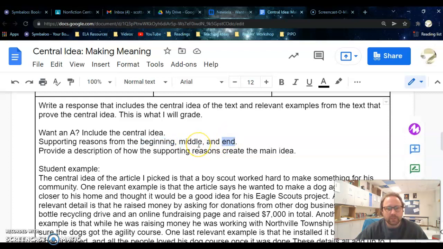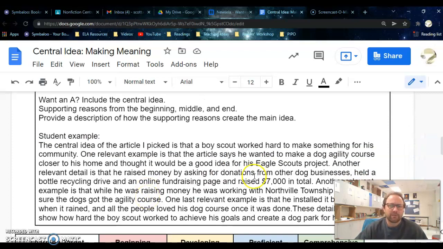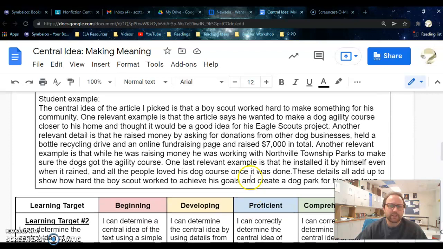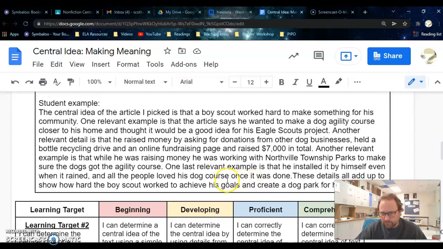If you don't have supporting details from all 3 areas, you might have missed the central idea because the central idea is about the entire text. And then you have to provide a description of how the supporting reasons kind of create and build the central idea. And that's what your goal is today. Here's a student example. I did add 1 sentence onto the end that would just kind of round it out and give the reasons. But here you go.